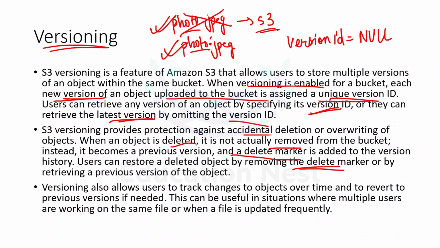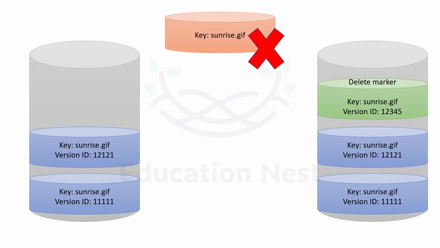But in that also you have to be careful, because when multiple versions of one particular object are being stored, then the data that you are storing in your S3 bucket is increasing, right? So that will also increase the cost. You have to be careful in this matter as well. So this is how versioning would basically look like.